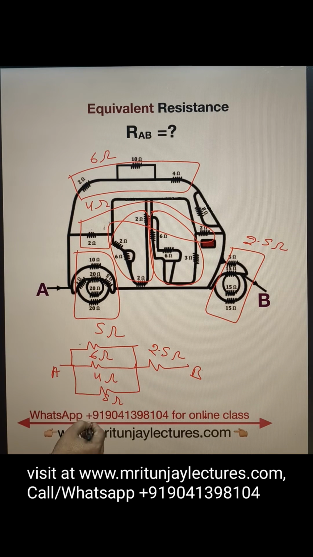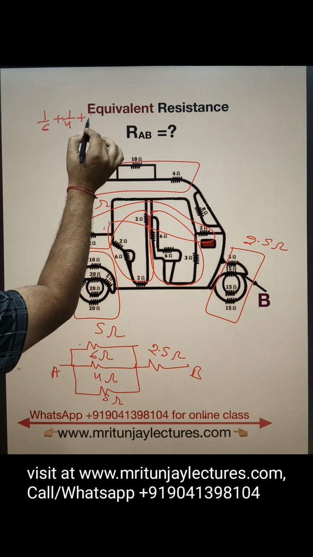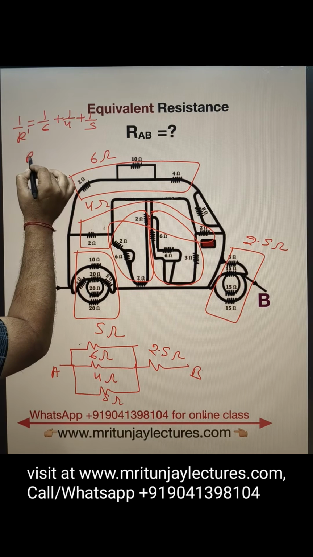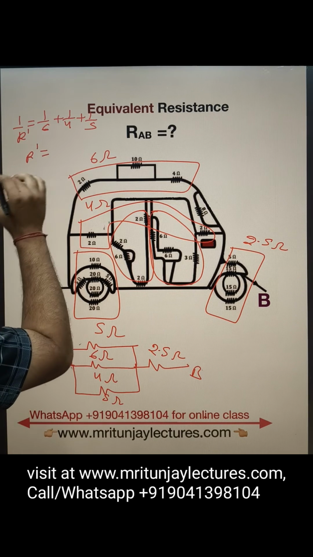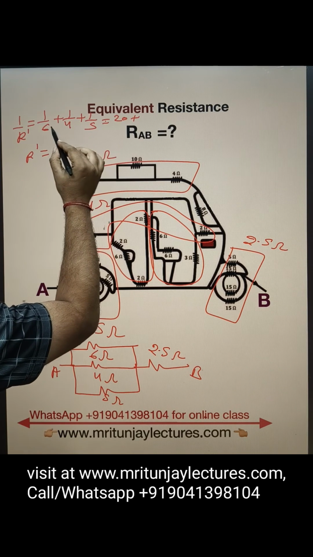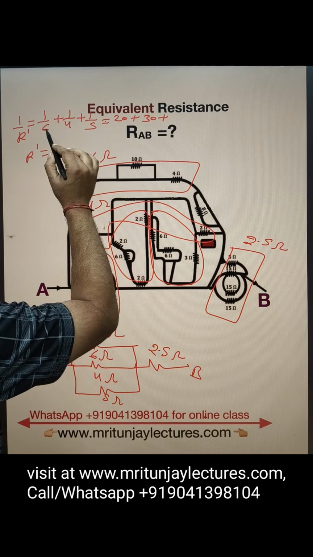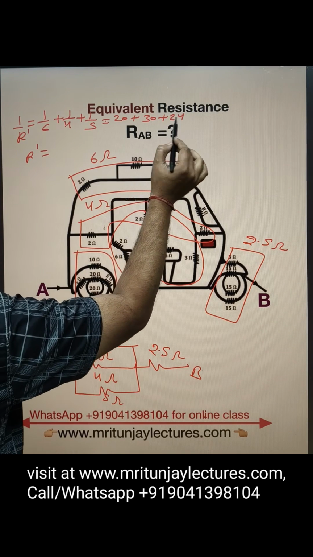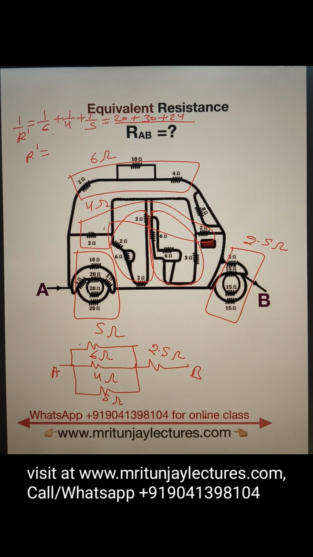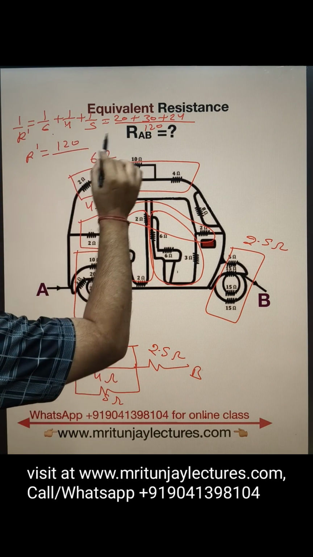So 1 by 6, 1 by 4 and 1 by 5. So 1 by 6 plus 1 by 4 plus 1 by 5. So R of this one, suppose 1 by R dash. So R dash is how much? First of all, what about that value? 20 plus 30 plus, 24 divided by 6, 24, 5 4s are 20, 120. So 120 divided by, what about that value?